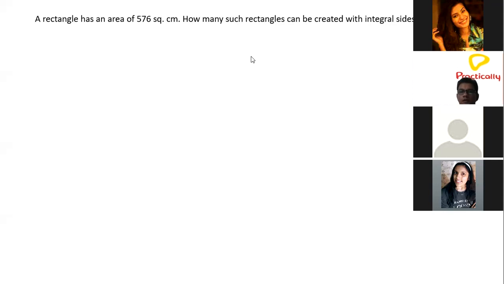Karen, what are integral sides? Integral sides means sides which are integers in nature. So you cannot have a 10.5 centimeter side. Either it has to be 10 centimeters or it has to be 11 centimeters. It cannot be fractions, right? I'm giving 1 minute for you to see where exactly you can reach, and then we will try solving this particular question.